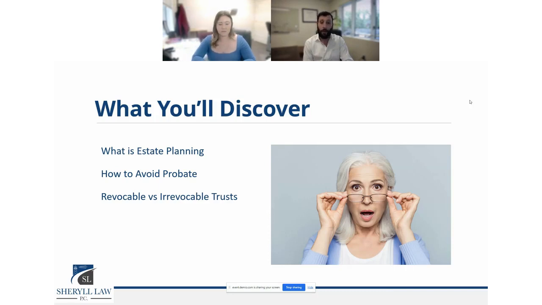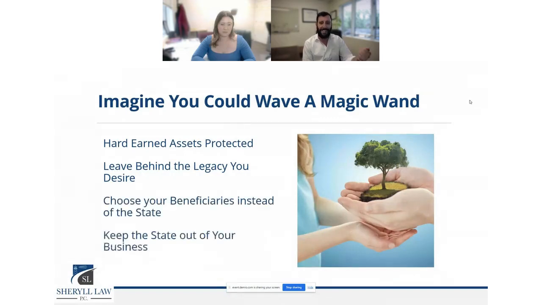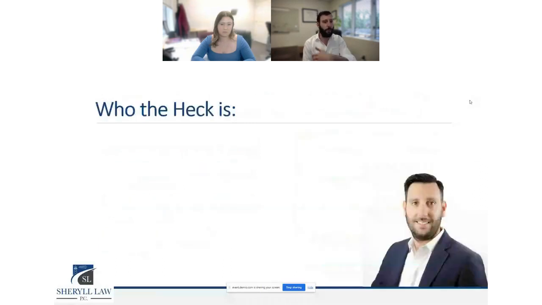Imagine we could wave a magic wand and our hard-earned assets were protected, and you're able to leave behind a legacy that you desire, right? It's not the same for everybody. It's the one that you desire. And you are able to take control over your estate, keep the state out of your business, choose your beneficiaries. That's what you do with estate planning. Now, there's all different iterations of it, but ultimately, that's what you're doing with estate planning.